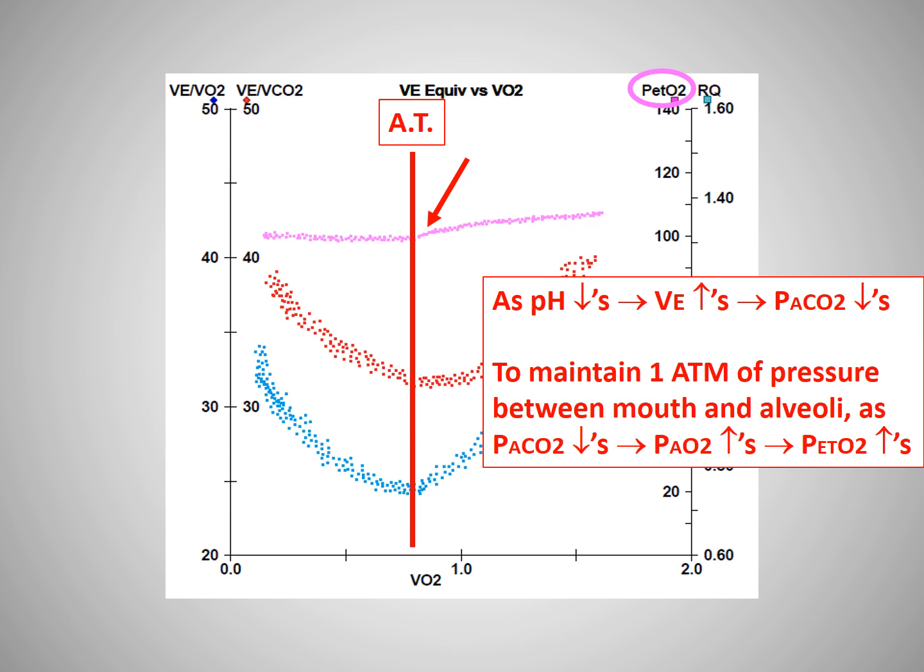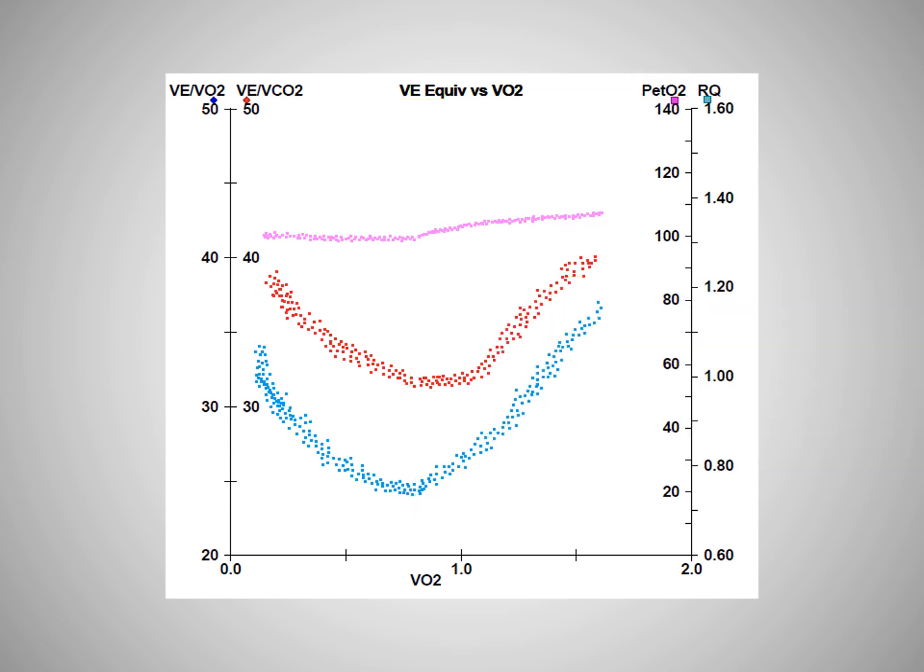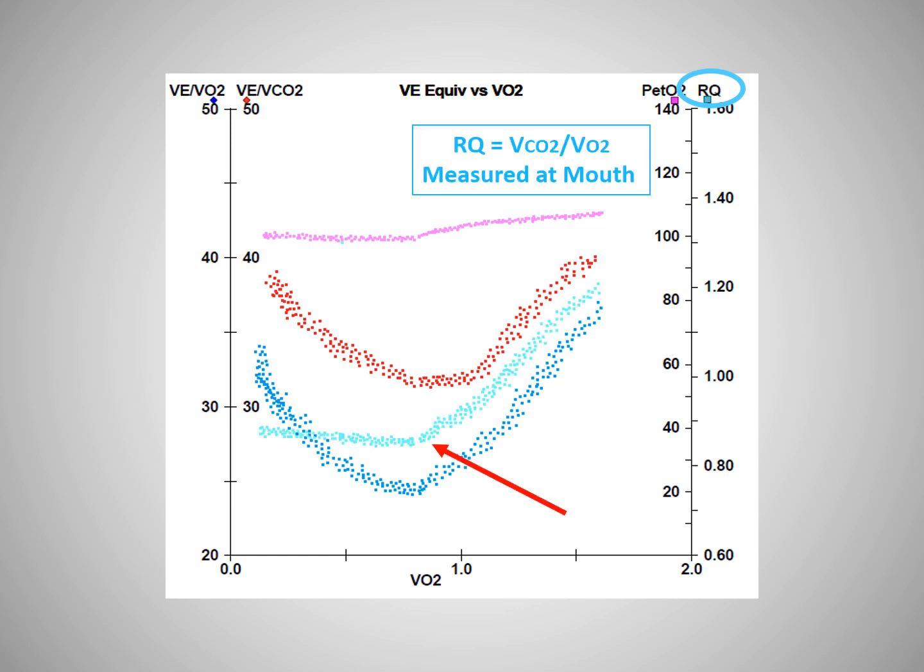end tidal PO2. The fourth plot we will look at is the respiratory exchange ratio, or respiratory quotient, we will call RQ for short.